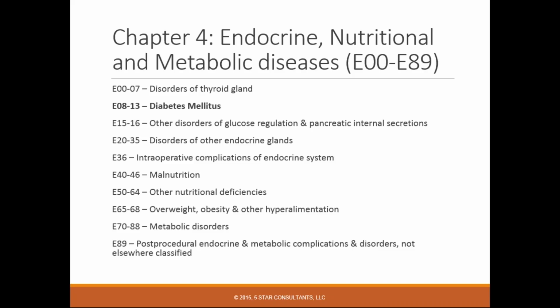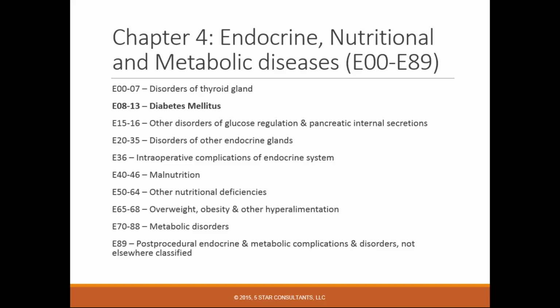So E00 to 07 are the thyroid disorders, and that's where you will find hypothyroidism unspecified. E08 to 13, that's our diabetes. We have 5 categories. We'll get into that in a little bit. E11 will be our most common for type 2. E15 to 16, other disorders of glucose regulation and pancreatic internal secretions. Some of these others we won't see often like that. E20 to 35, disorders of other endocrine glands. E36, intraoperative complications of endocrine system. Again, instead of T, it's an E.